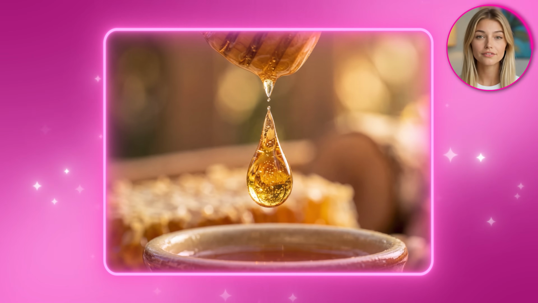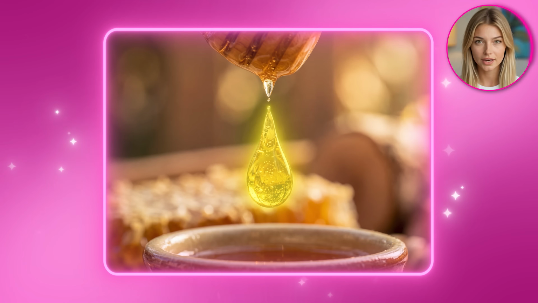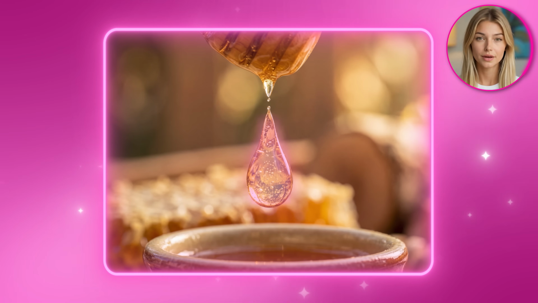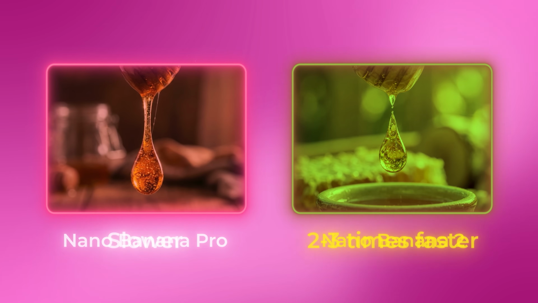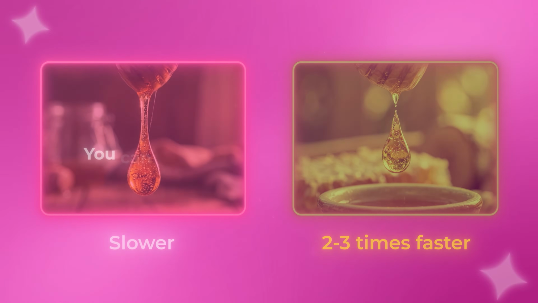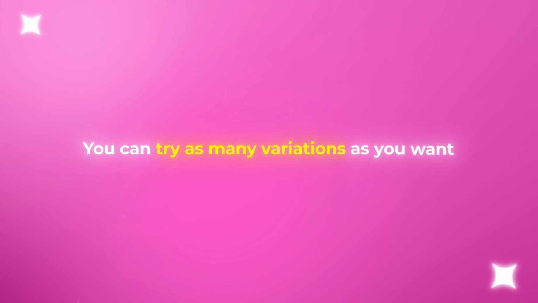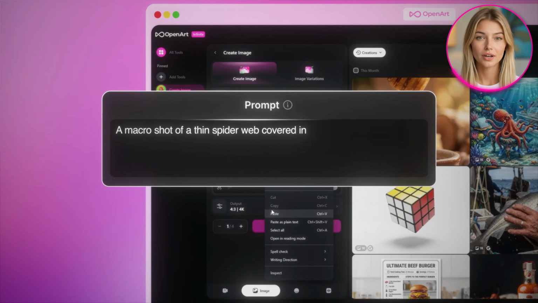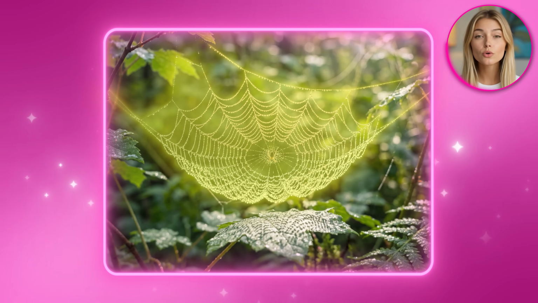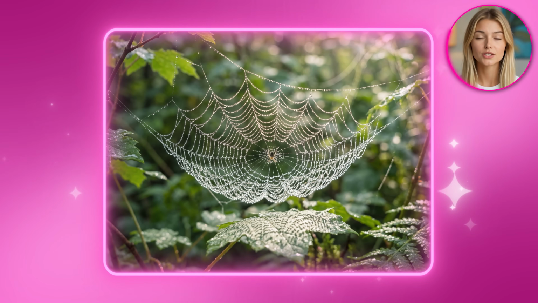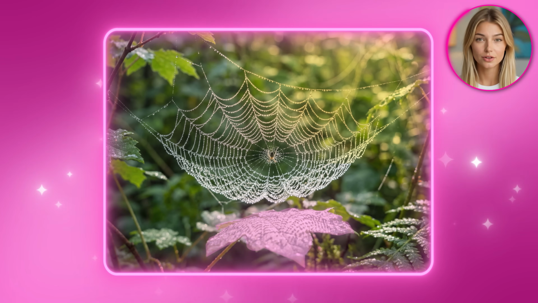The drop of honey falling looks extremely high quality, and I can even see the micro air bubbles inside of it. It's almost the same quality you'd get with the Pro version, but I'd say this is actually better as it's 2 to 3 times faster. So you can try as many variations as you want without waiting too much. For example, I got this image from just the second iteration. The spider web is so thin that it's being pushed down by each water droplet. The sun is reflecting into the water and creating slight shadows on the leaves.